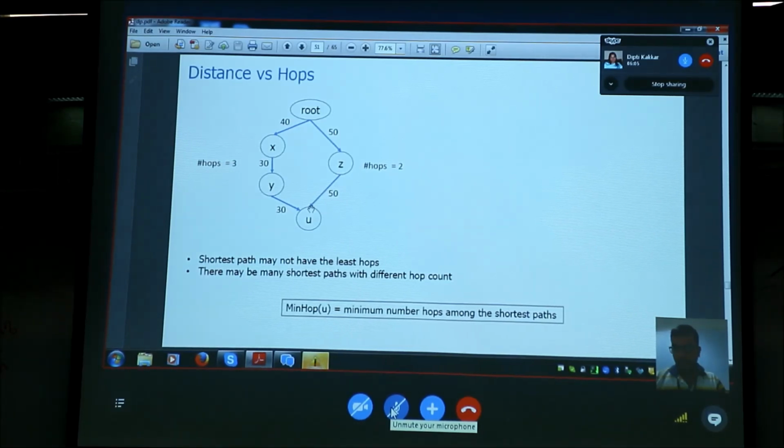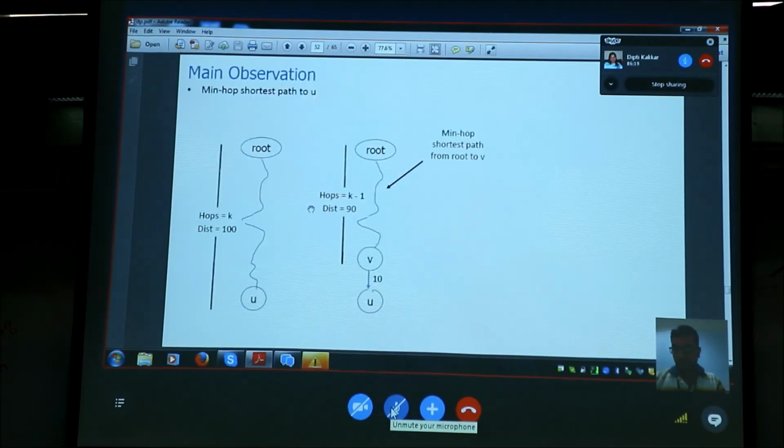Okay. Now, what to do is actually find shortest paths from root to u having the minimum hop count. So that's what eventually this algorithm goes after. And it's based on this simple but very important observation.